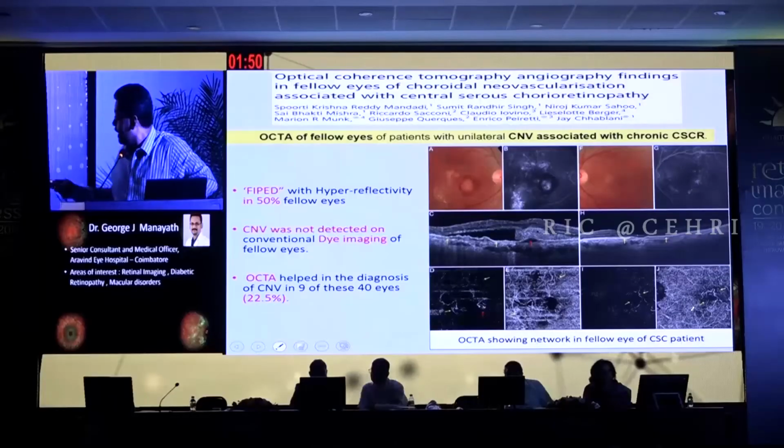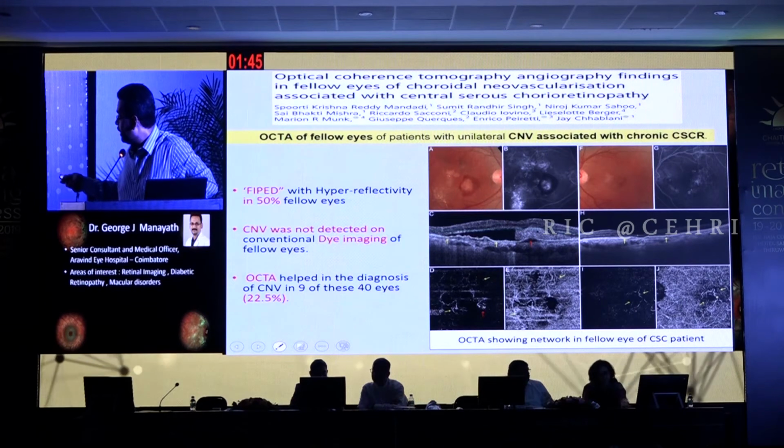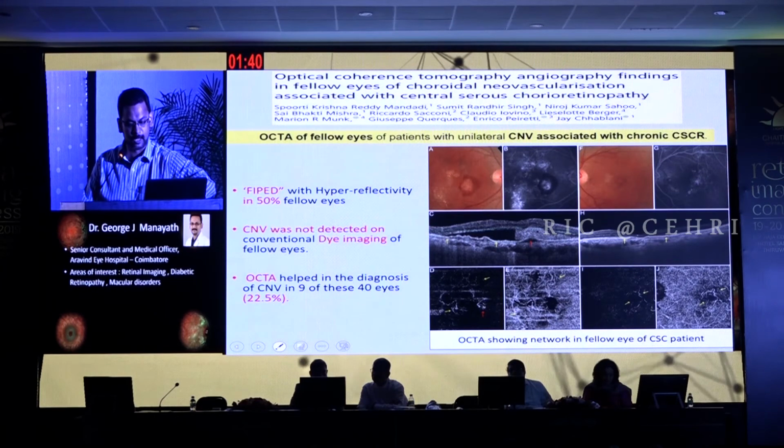So coming to the fellow eyes, now one eye has shown a CNVM in CSR. It has been shown that with OCT angiography of the fellow eyes, almost 50% of the eyes have these flat irregular PEDs, or so-called FIPED. Of these FIPEDs, around 25% have neovascularization that is picked up on OCT angiography. As you can see here, this is a frank neovascularization in one eye. The other eye has a flat irregular PED having this loose network under it.